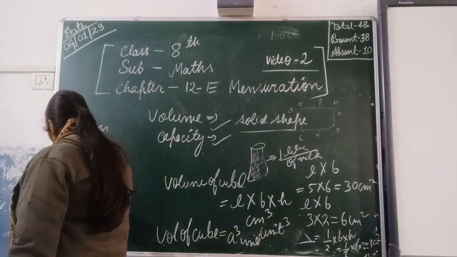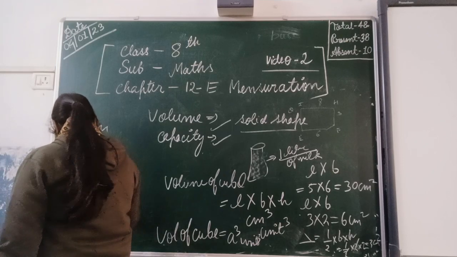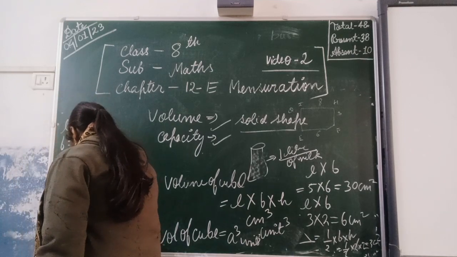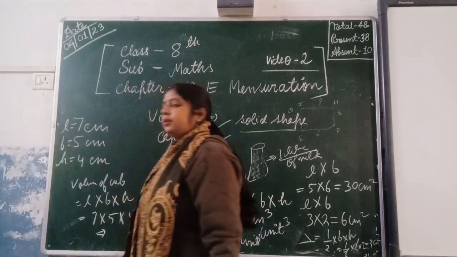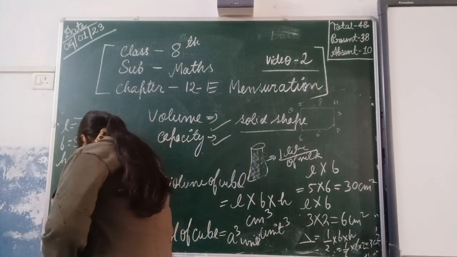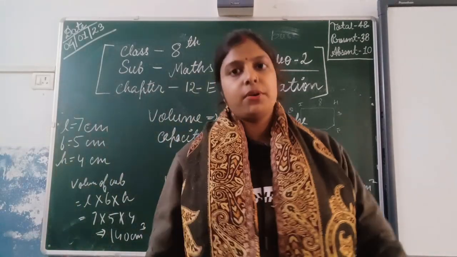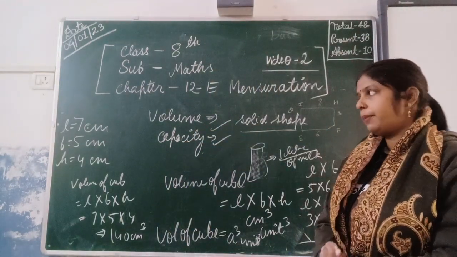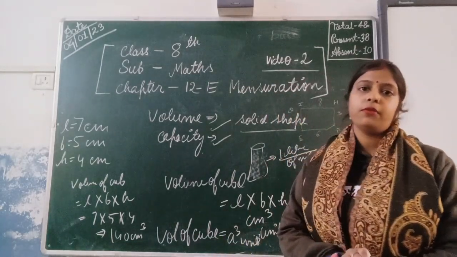So we know the volume of cuboid is equal to length cross breadth cross height, which is 7, 5 and 4. What will it come? It will come 140 centimeter cube. Understood how to find out the volume of cuboid, and similarly we will apply the formula for volume of a cube in order to find the volume of a cube.